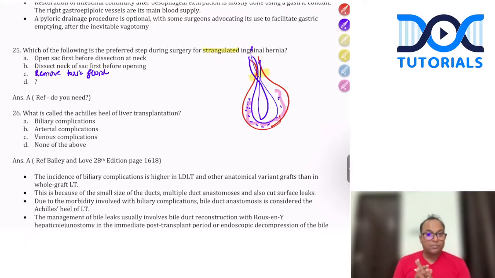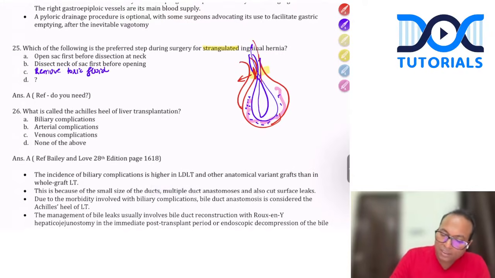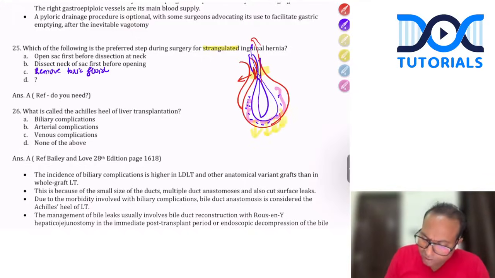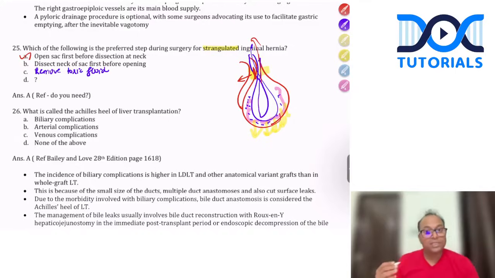The question is asking which of the following is a preferred step. So never ever forget, we will not go and open the neck first. This is a practical question. If I open the neck first, what will happen? The bowel will get reduced and some gangrenous bowel will go inside. So always open this part and explore the gangrene. Then only you should release the neck. So what is done first means open the sac first before dissection at the neck. So don't dissect the neck first.